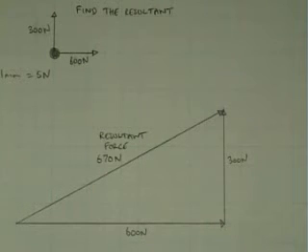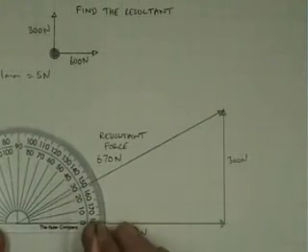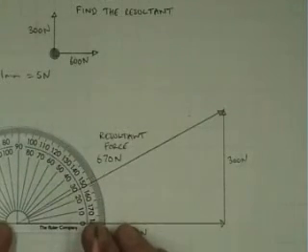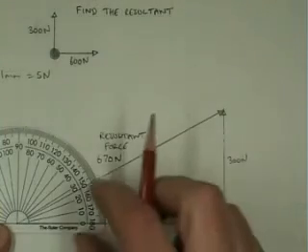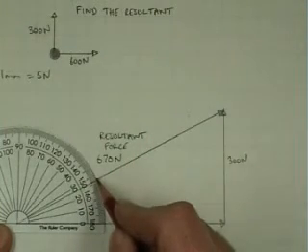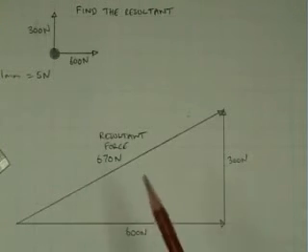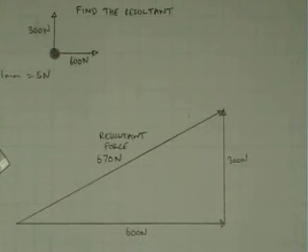If we'd also been asked to give the direction of the resultant force, we'd need to measure the angle. So we'll do that now. And the angle is near enough 27 degrees, so we could say that the resultant force is 670 newtons at an angle of 27 degrees from the horizontal.